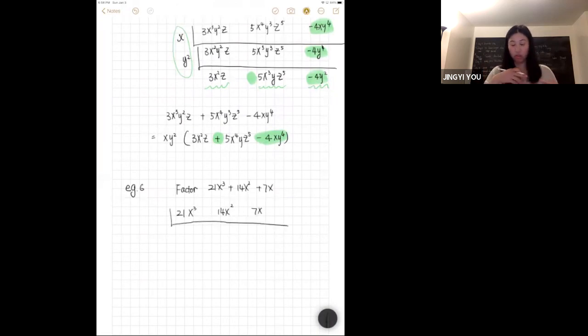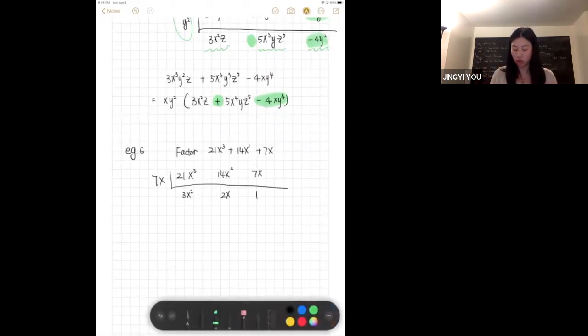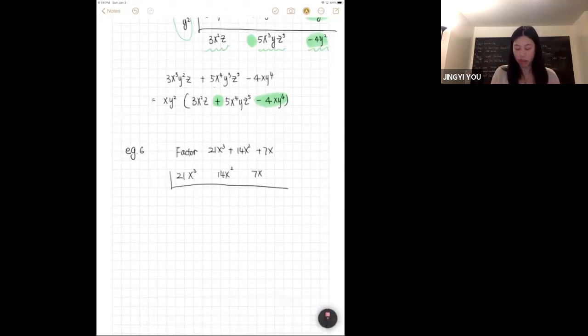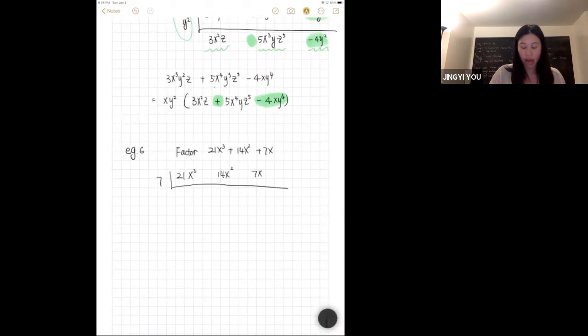So I don't need to do 2 steps, the numbers and then the variable. I can just go ahead and do 7x, because I know that 21x cubed divided by 7x is equal to 3x squared, and this is equal to 2x, and this is equal to 1. 7x divided by 7x is equal to 1. So I can just go ahead and do it when you get really familiar with it. If you're not familiar, I suggest you do it step by step, starting with the numbers, where the common factor is 7. So what remains? 3x cubed, 2x squared, and x.